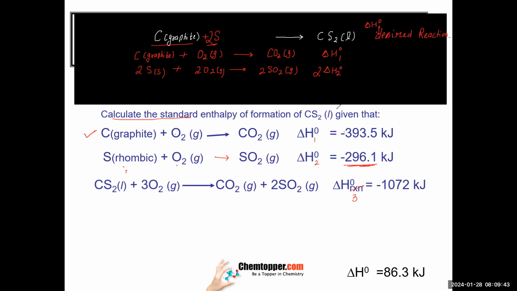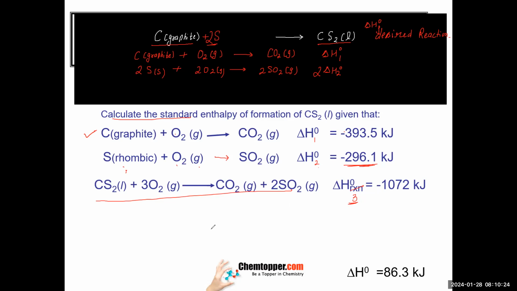You're getting it? See how I'm doing it? I'm looking at C graphite. I'm picking up the equation which is giving me C graphite the way I want. Then I checked sulfur. I need 2 sulfur on the reactant side. I picked up equation 2 multiplied by 2. Now, what else do I want? I want CS2 liquid. Which equation is giving you CS2 liquid? Which equation has CS2 liquid? The third. Third. This one.